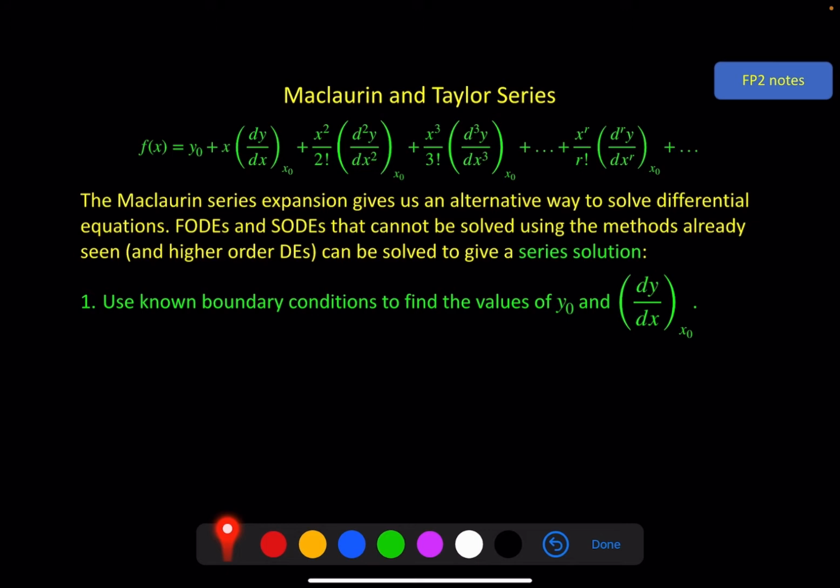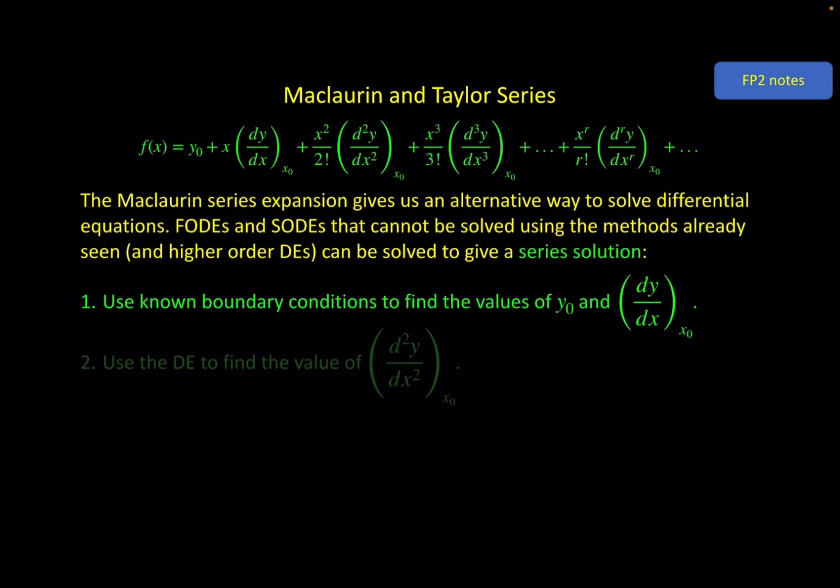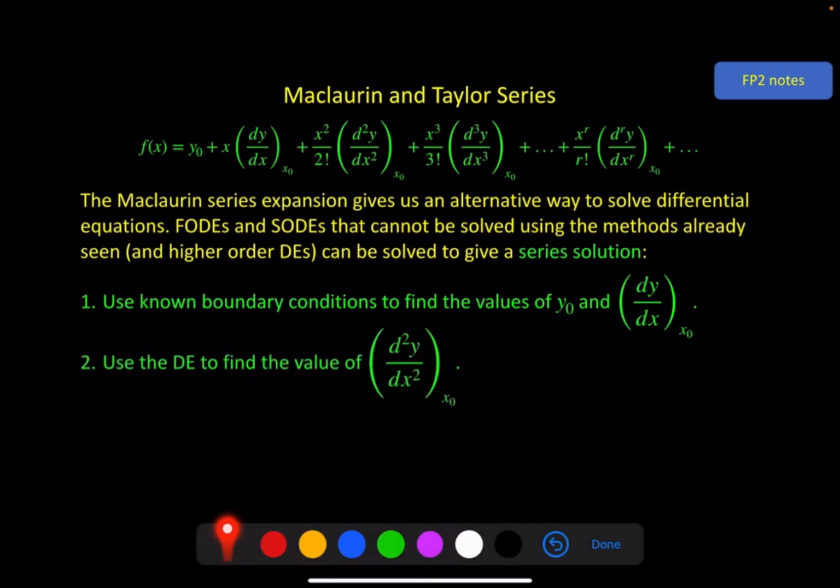Step 1, we use the known boundary conditions to find the value of this constant and this constant. And when I say find, to be honest, you won't even need to find them. Usually this is the information given in the question. Then you will use those to find, and I do mean find here, a value for this constant here, the second derivative evaluated at x equals 0. And you do that just by putting in the values you're given to your differential equation in the question. So very quickly, you'll have this value, and this value just from the information given in the question.